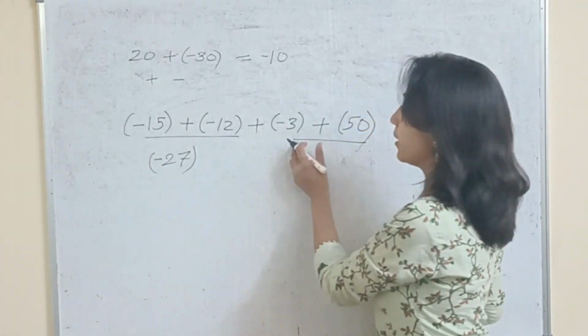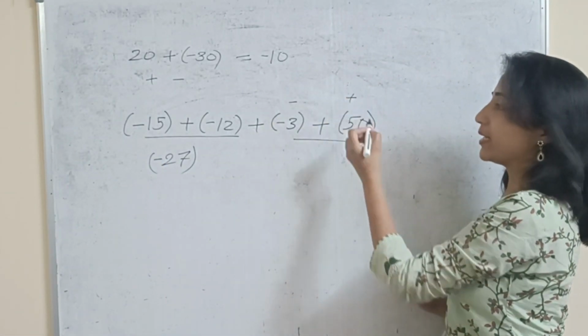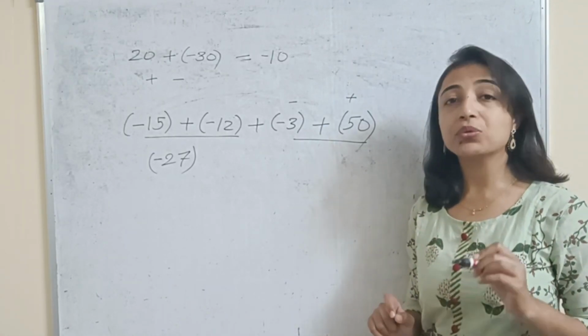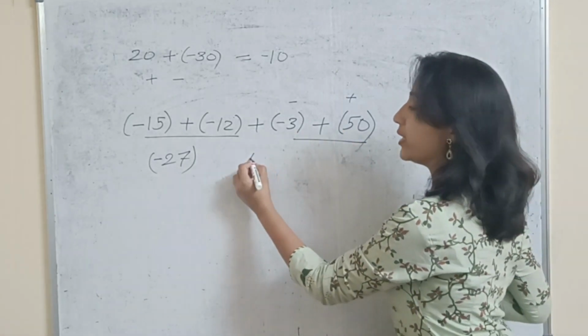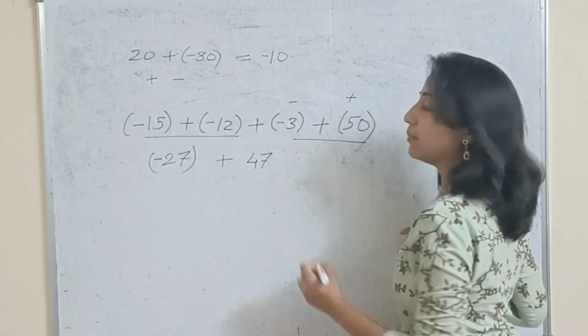Now next is minus 3 plus 50. The signs are negative and positive, so they are different, which means we have to do the subtraction. So 50 minus 3 is 47, and the bigger number is 50, which is positive. So here it is plus 47.